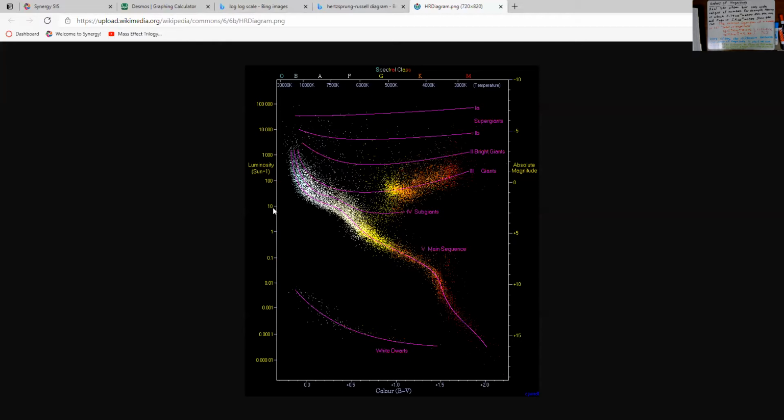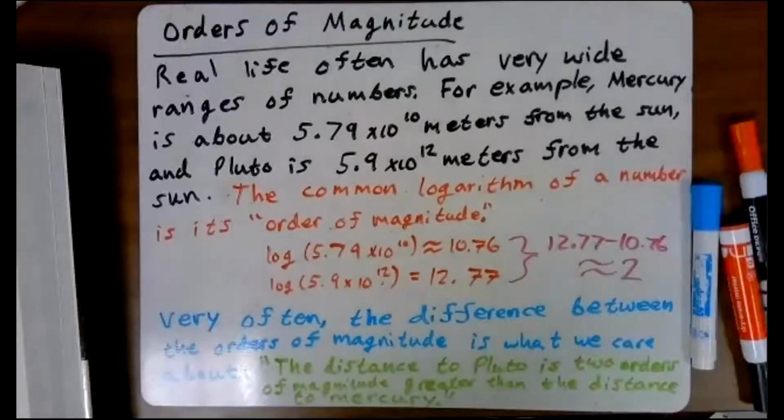All right. Now, kind of the bottom line is that to go up an order of magnitude, you multiply by 10. So when you go up five orders of magnitude, you're multiplying by 10 five times. Really not that particularly difficult. But to find the order of magnitude, you simply take the log.